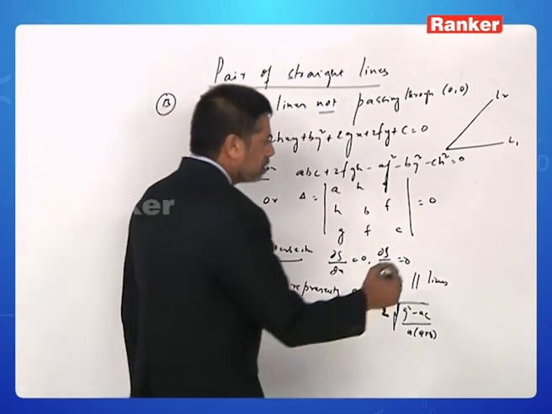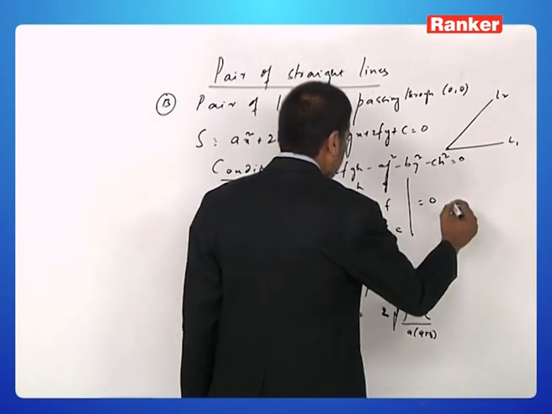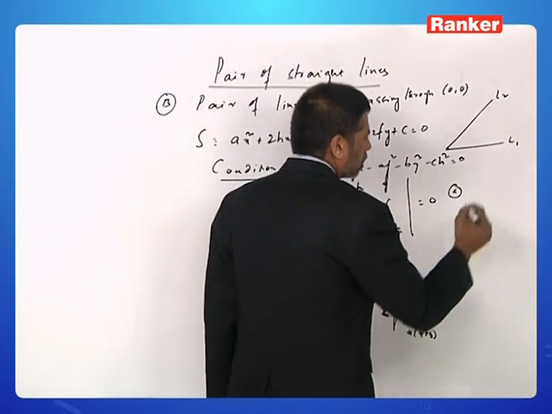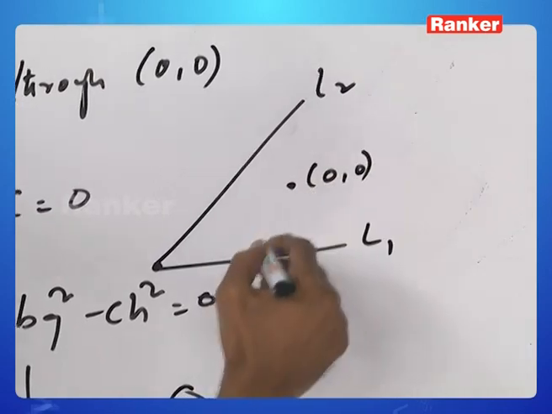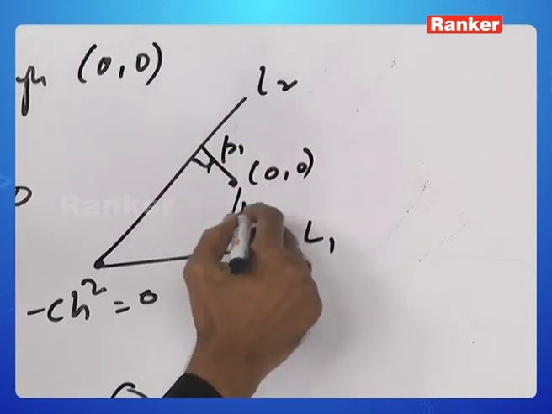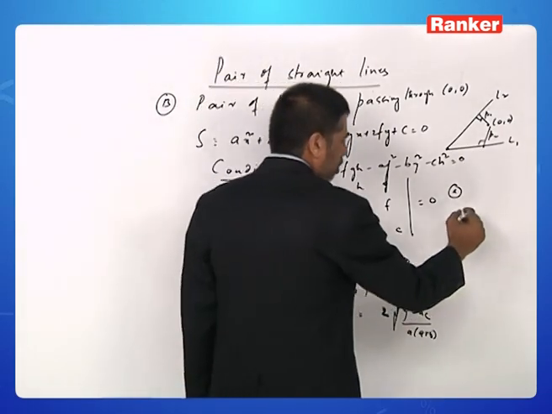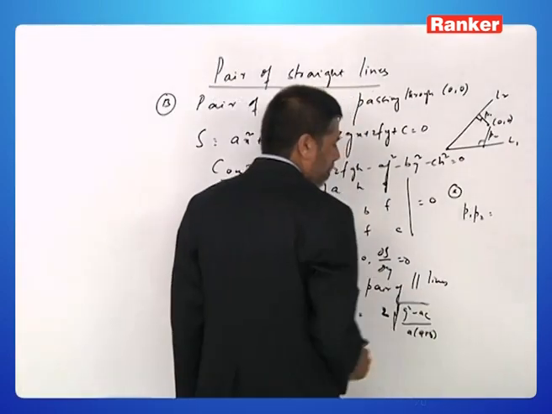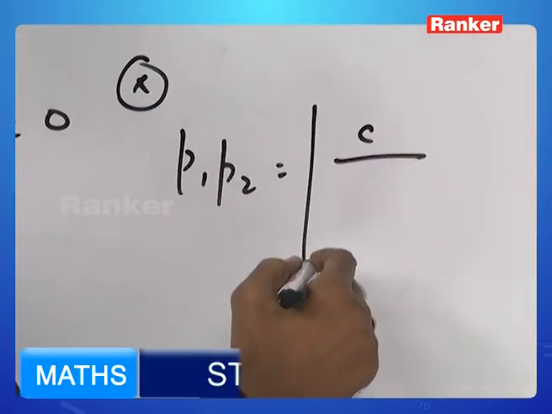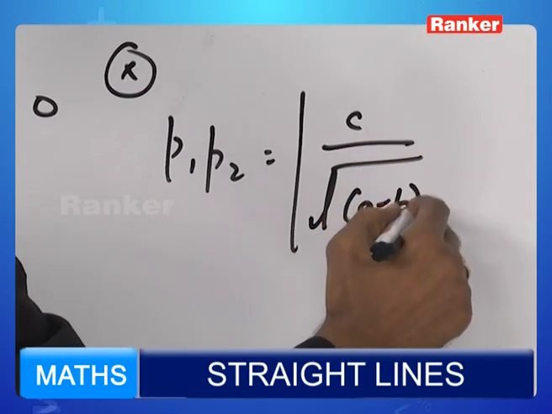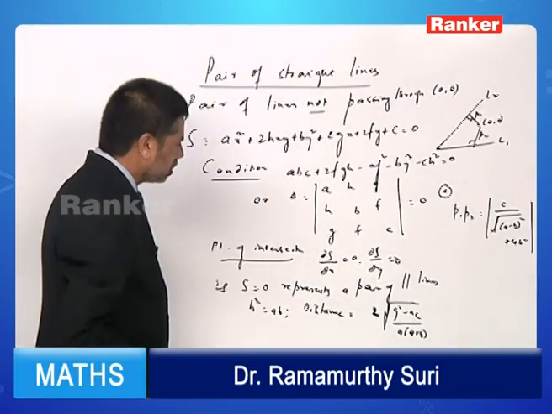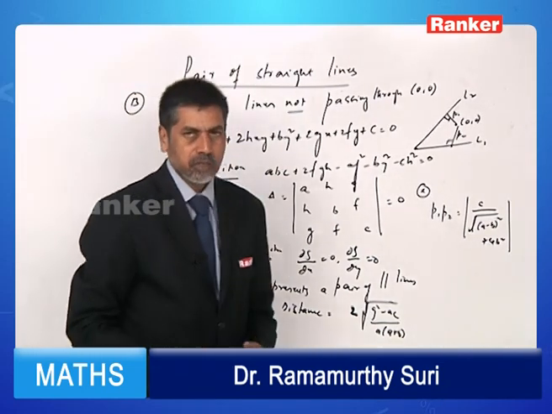And then we can have one more point. Suppose we have the origin there and you draw perpendiculars. Let us call the perpendiculars P1 and P2. Then the product of perpendiculars is given by mod c by root of (a minus b) whole squared plus 4h squared. So like this we can have some basic information with which many problems can be decided.